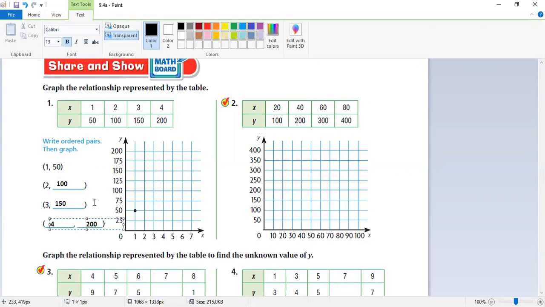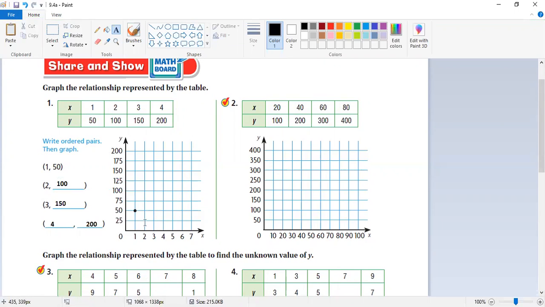So this is the graph given to you. You need to draw and then join the points. Already 1 is done for you. When x is 1, y is 50, so this is the point. Now the next one, when x is 2, y is 100. So you move along the line of 2, and where the 100 and the 2 meet, you draw a dot there. Okay, this is the point.